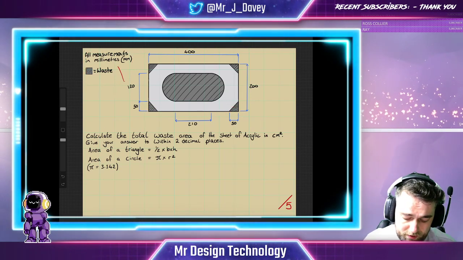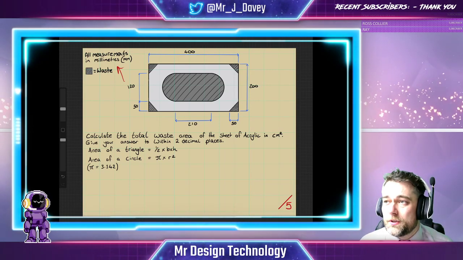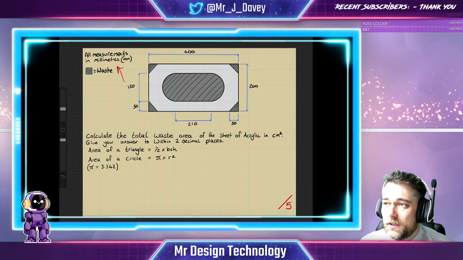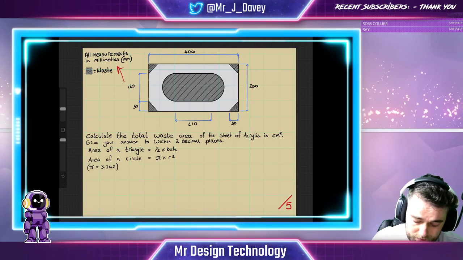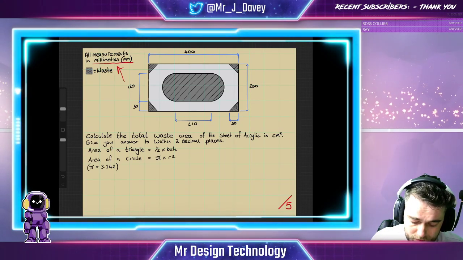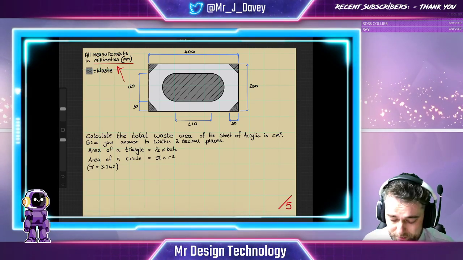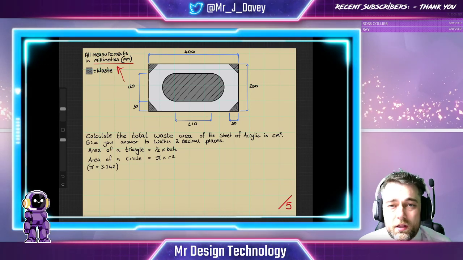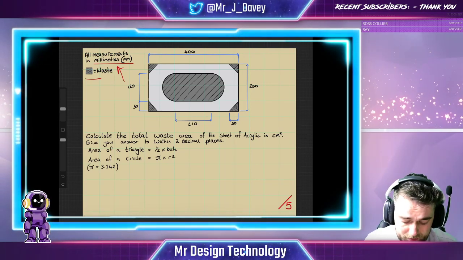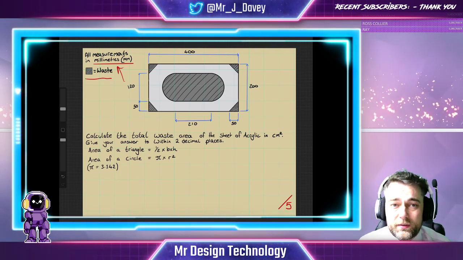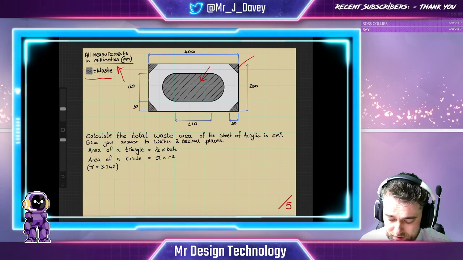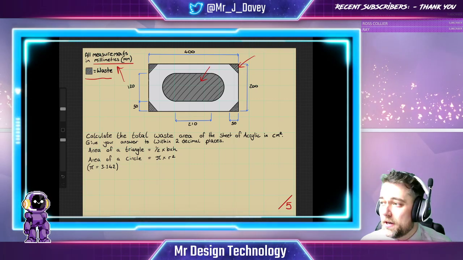Firstly, I'm going to have a look at this. All measurements in millimeters, or mm. Okay, that makes sense. Make a note of that, so I'm going to just underline that so I know that all the measurements on here are in millimeters. Secondly, I've got a little box here with an equal sign that says waste next to it. Okay, so that means that this bit here is waste and this bit here is waste. Makes sense so far?